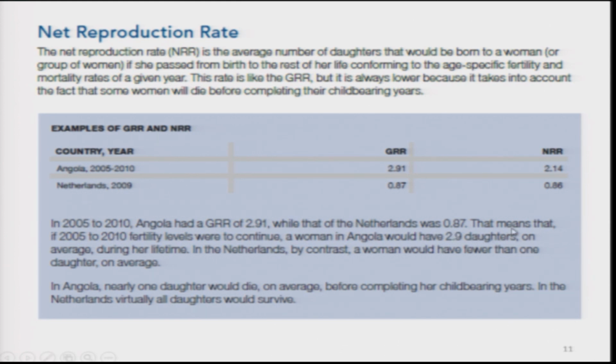To quote, in 2005 to 10, Angola had a GRR of 2.91, while that of the Netherlands was 0.87. That means that if 2005 to 2010 fertility levels were to continue, a woman in Angola would have 2.9 daughters on average during her lifetime. In the Netherlands, by contrast, a woman would have fewer than one daughter on average. This is an example of below replacement fertility. In Angola, nearly one daughter would die on average before completing her childbearing years. In the Netherlands, virtually all daughters would survive.